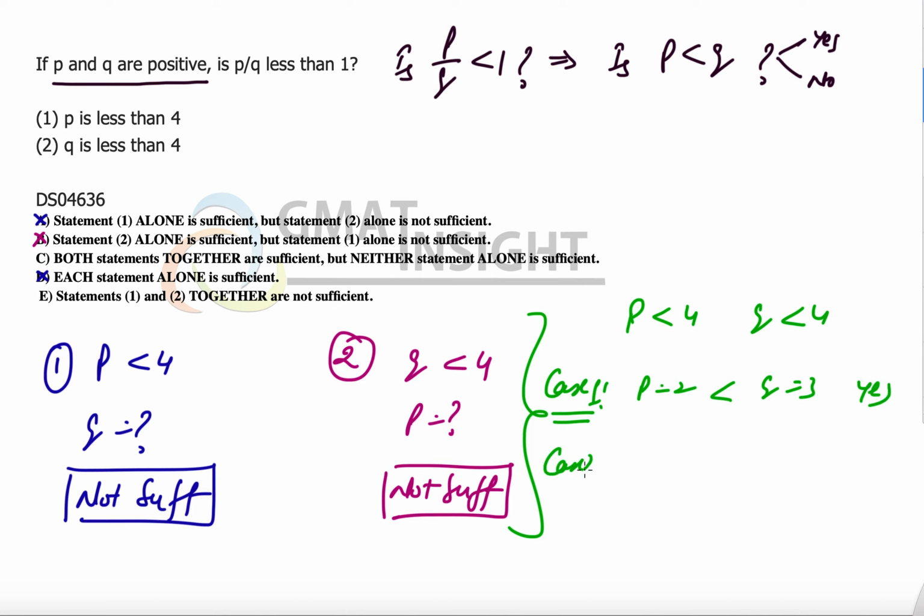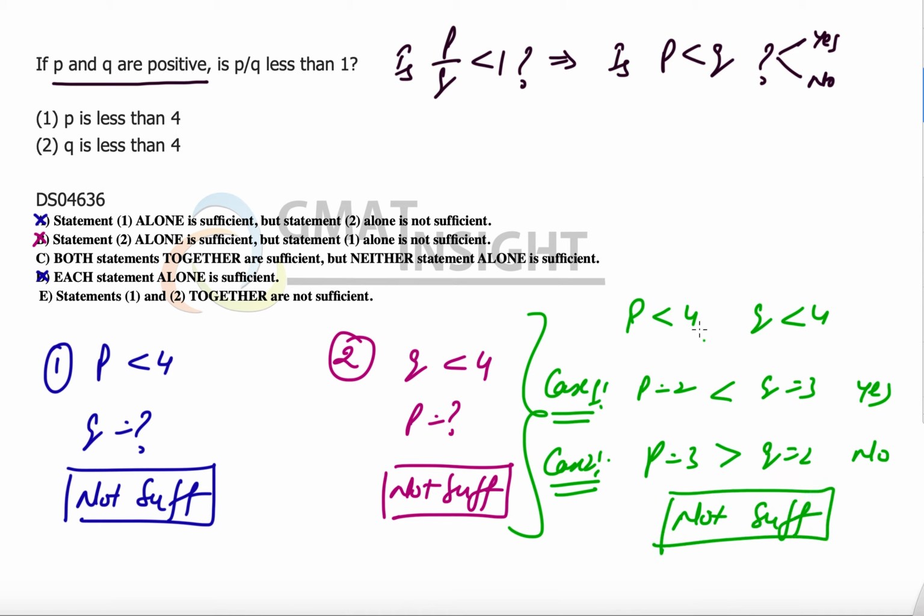But we could also take another possible case where P is equal to 3, whereas Q is equal to 2, and P is not less than Q. So the answer to the question is no. Since we have inconsistent answers to the question, the statements combined are also not sufficient to answer the question, and the answer to the question becomes option E.